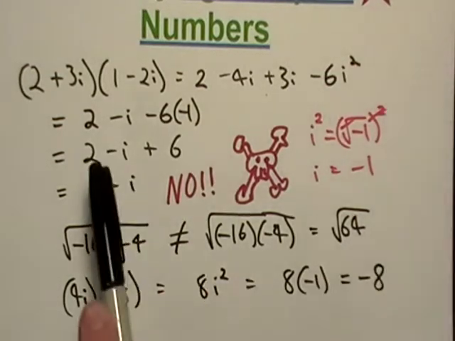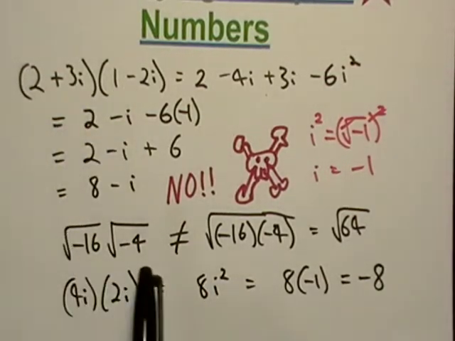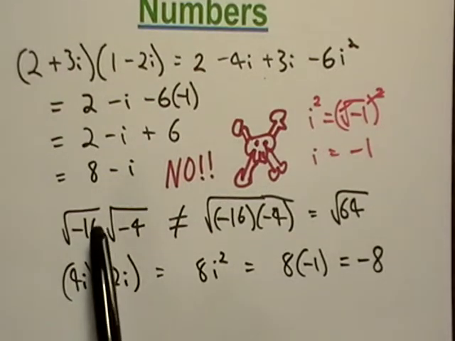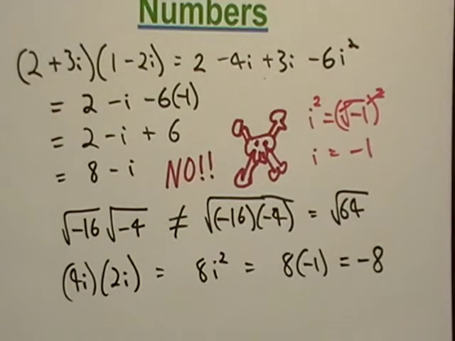So all you need to know is for multiplication, use the FOIL method, and you need to remember that a square root of a negative number is a complex number, so you have to treat it like one.